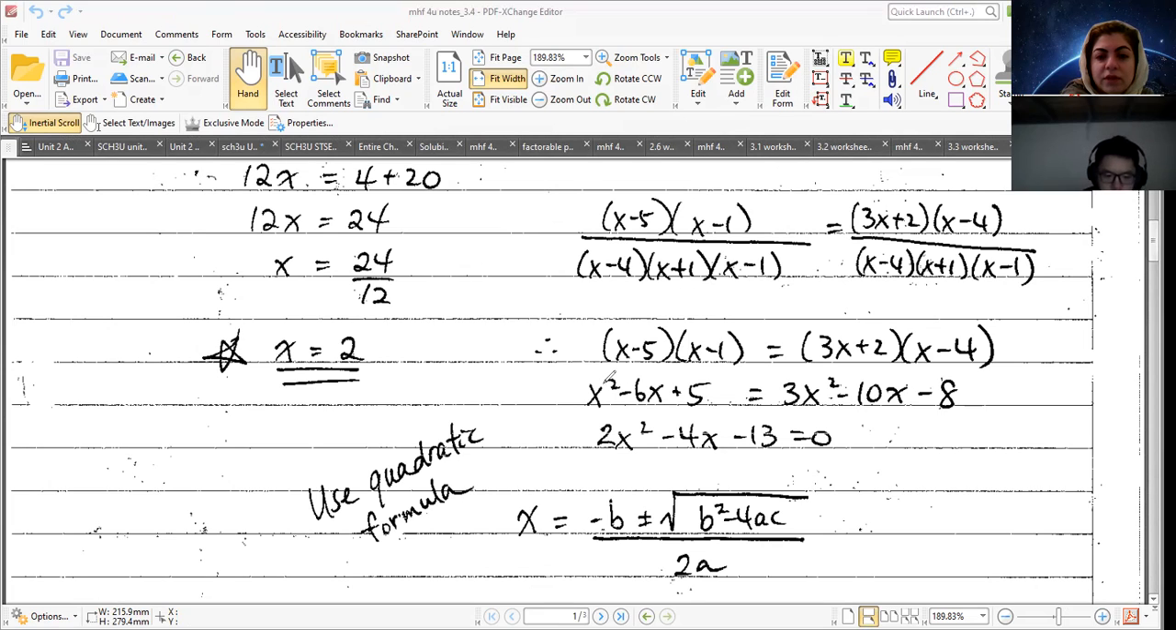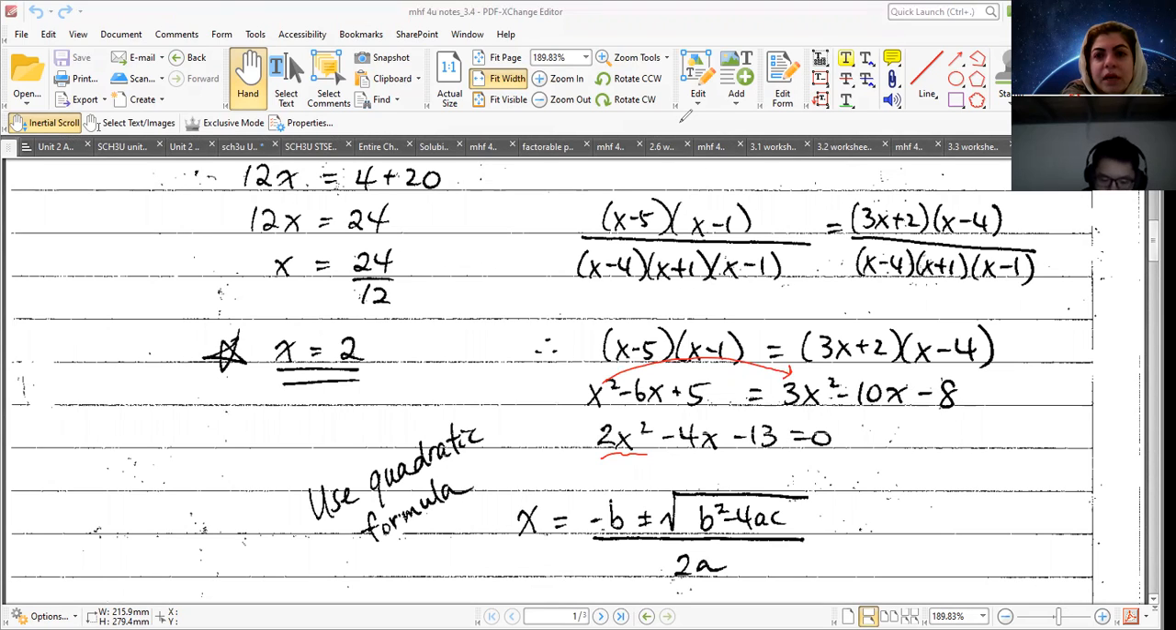So what do I do? x power 2 to the other side becomes negative x2. 3x2 minus x2 is 2x2. Negative 6x to the other side becomes positive 6x. Negative 10x plus 6x is minus 4x. And 5 to the other side becomes negative 5. Negative 8 minus 5 is negative 13.